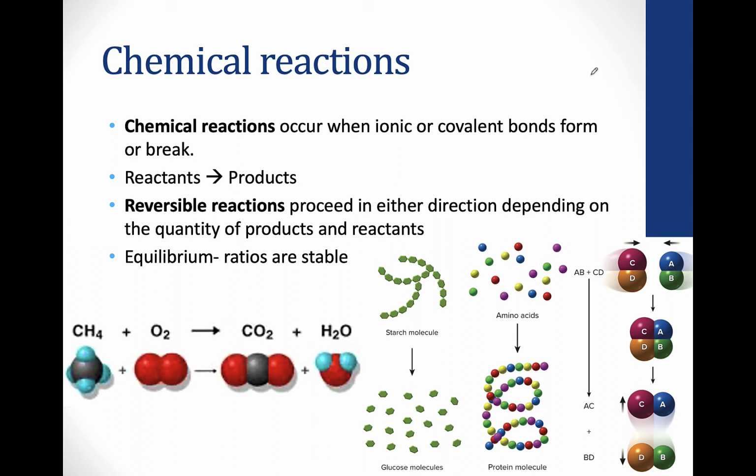A chemical reaction occurs whenever bonds are made or broken. Inside of a chemical reaction, we have two kinds of things. We have the reactants, and then we usually draw a big arrow, and then we have the products. If you think about the word products, the products are something you're producing.